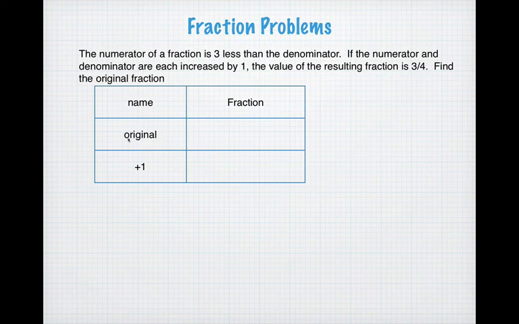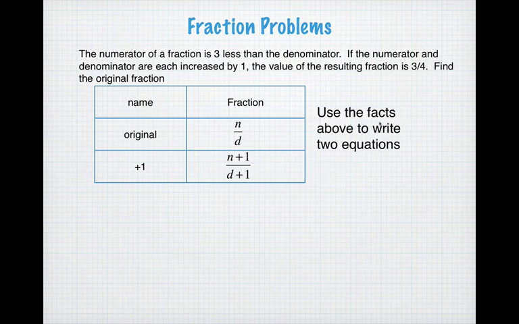Our names are our original fraction, and I have +1. That's when you increase by 1. So our original fraction is just going to be n over d, numerator over denominator. And you guessed it, if I add 1 to the numerator and denominator, I get n plus 1 over d plus 1. Same process where I'm going to use the facts above to write two equations. First one says the numerator is 3 less than the denominator. So I get n equals d minus 3.